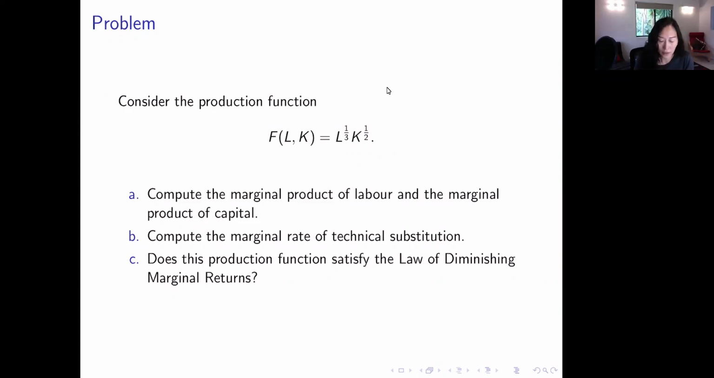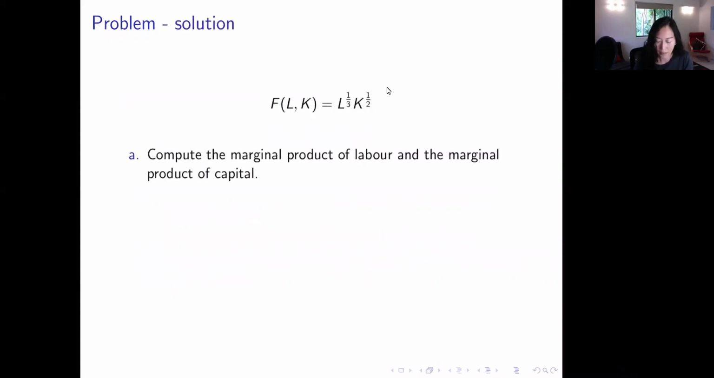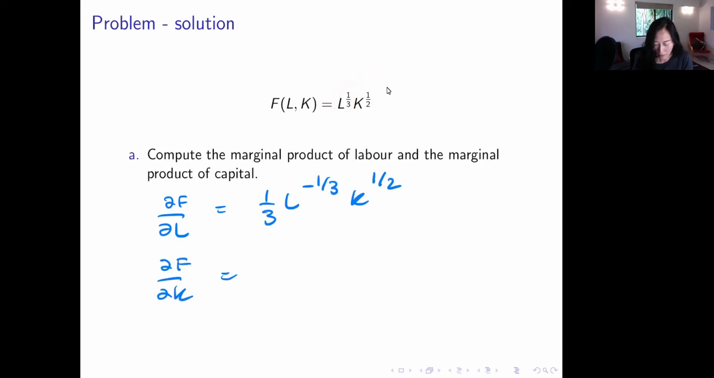MPL is just the first order partial derivative of the production function with respect to L. We treat K as a constant. So let's take this partial derivative with respect to L. For MPK, L must be held constant. We have one half times L to the power of 1/3 times K to the power of -1/2.